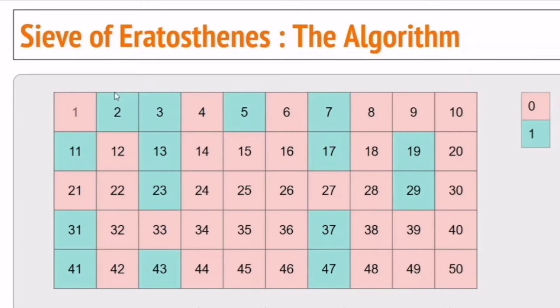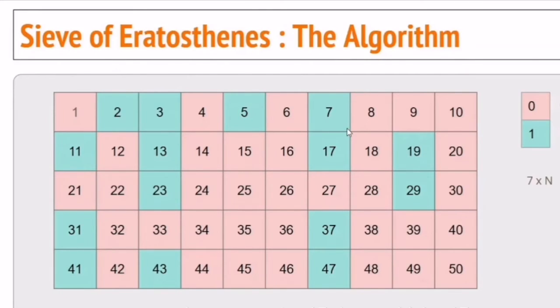So we have to run a loop from 1 to square root of n, that is square root of 50. Square root of 50 would be 7 point something, so we have to run a loop till 7 only. And then whenever we find a prime number, starting from its square, we would mark all the multiples of that number as composite. Now why do we have to start from the square?